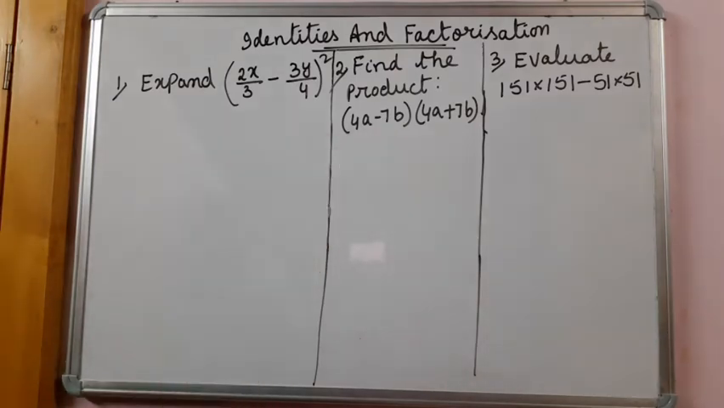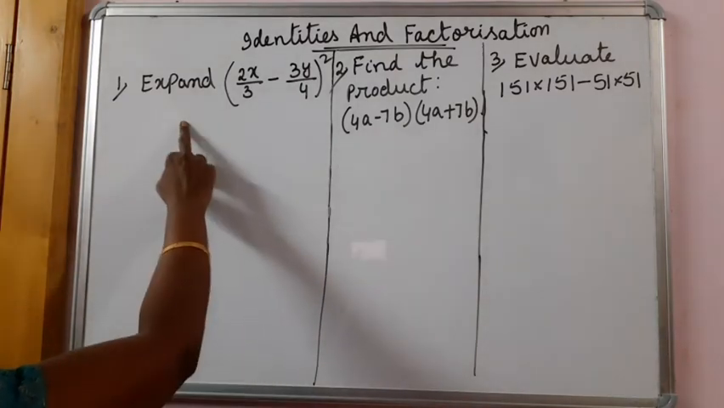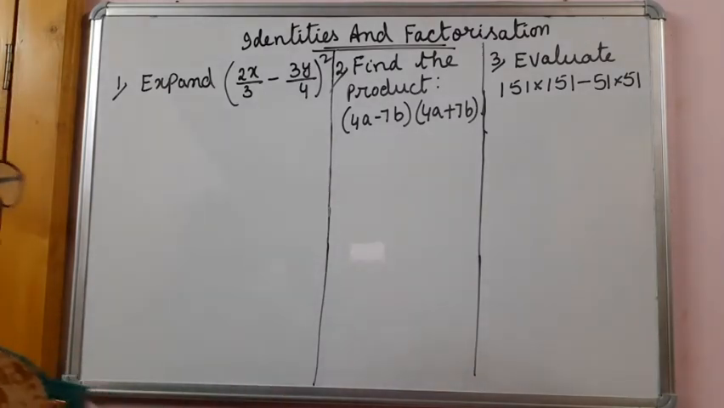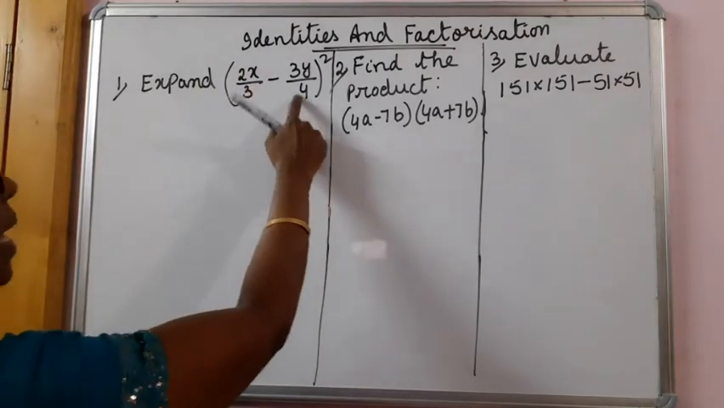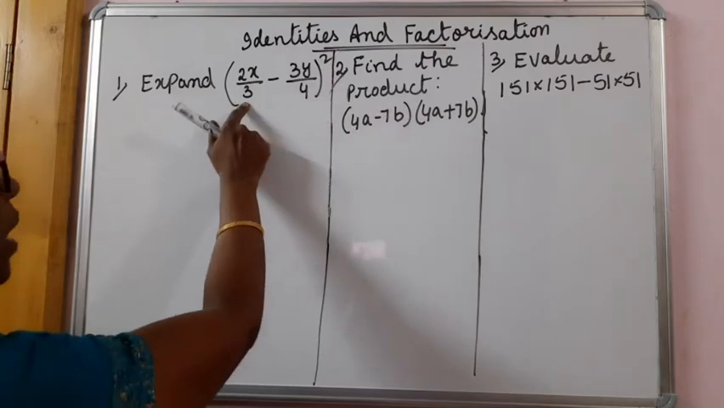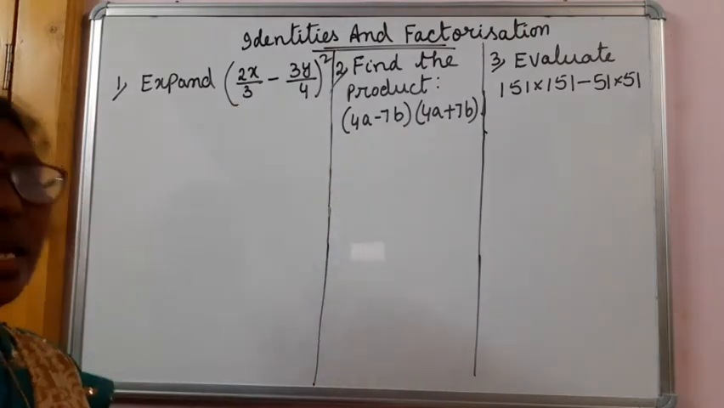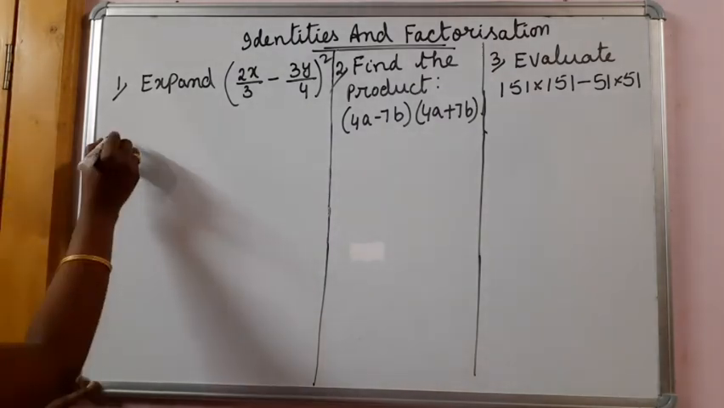Very simple sums. Let me solve for you. Expand 2x by 3 minus 3y by 4 whole square. It's like a minus b whole square. We have to think of 2x by 3 as a, 3y by 4 as b, and expand it.